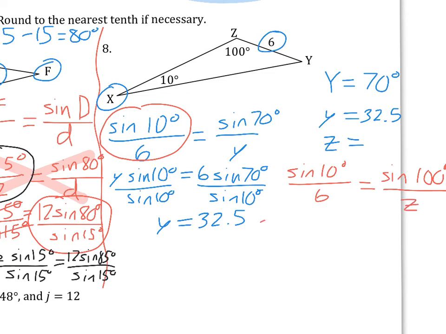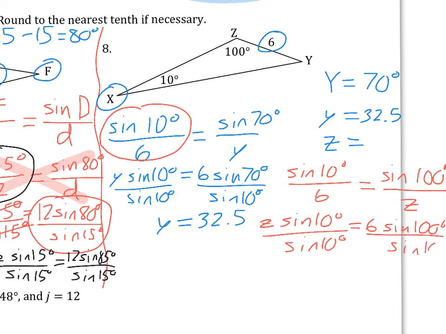Cross multiplying, Z sine 10 equals 6 sine 100. Divide by sine 10. Z equals 34.0.